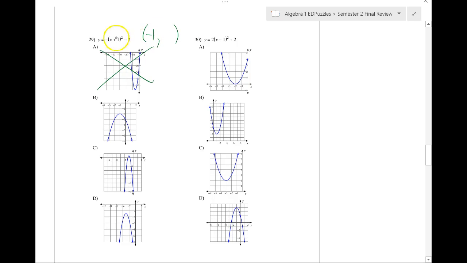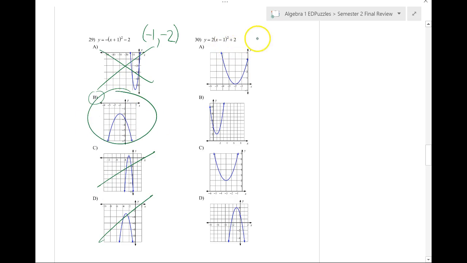Remember, x is a liar, or if this is +1, this should be -1, but then the number outside here stays negative. So which one has a vertex at -1 and -2? Well, this one does. This one does not, and neither does this one, so we know it's B.